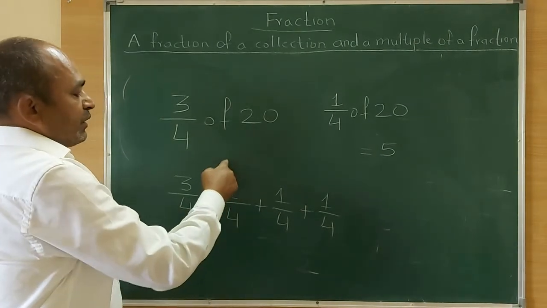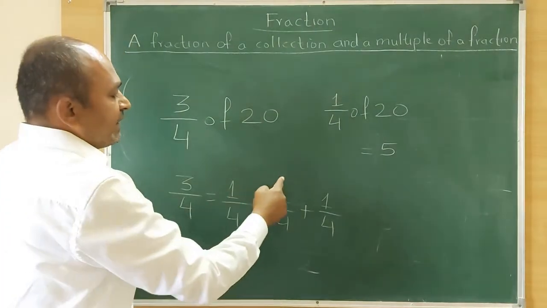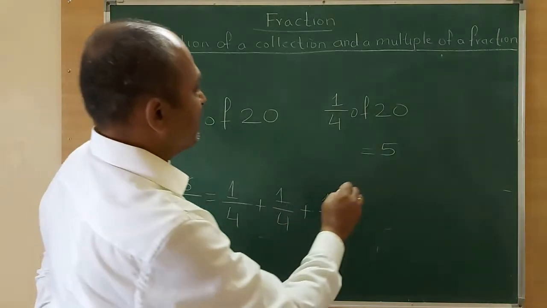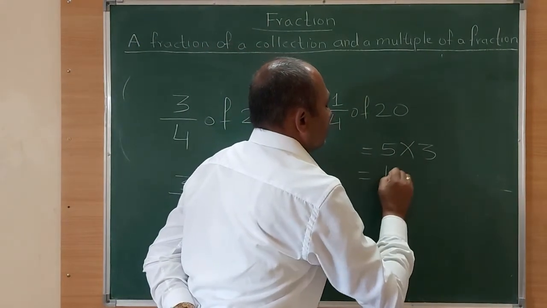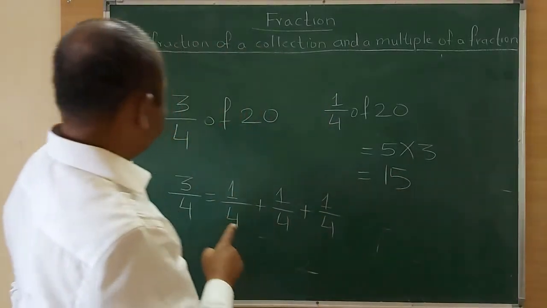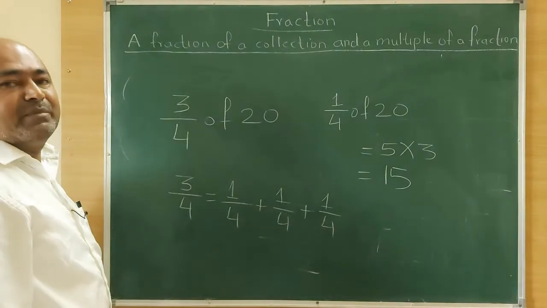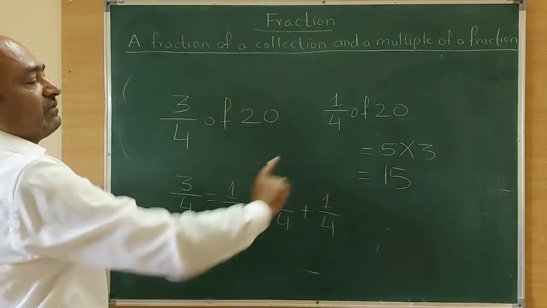Suppose 1 upon 4 of 20 is 5. How many times do we have to take that? We have to take it 3 times. So 5 3 times is 15. That means 3 upon 4 of 20 is 15.